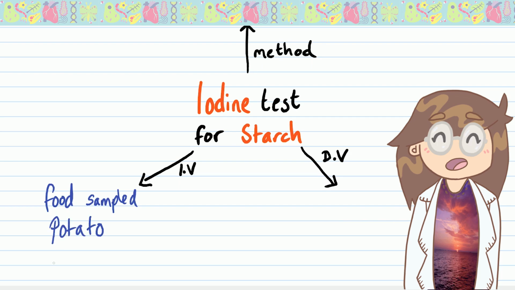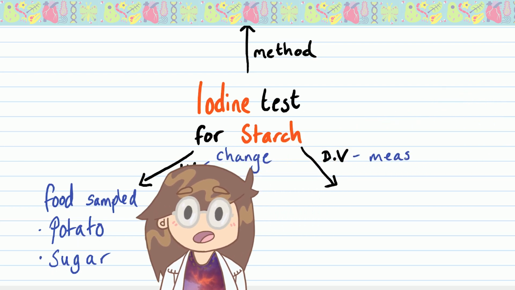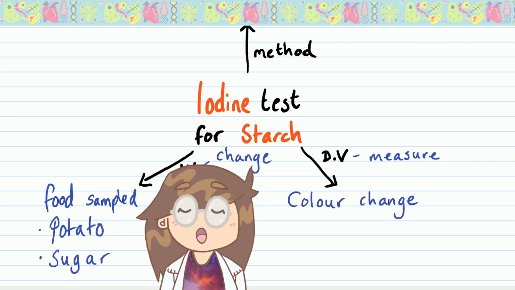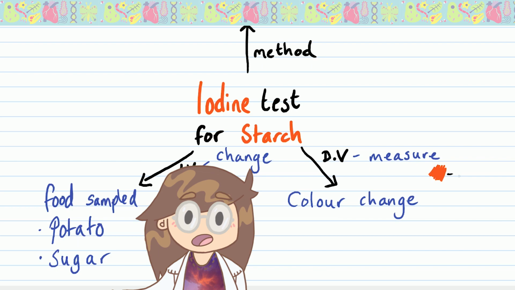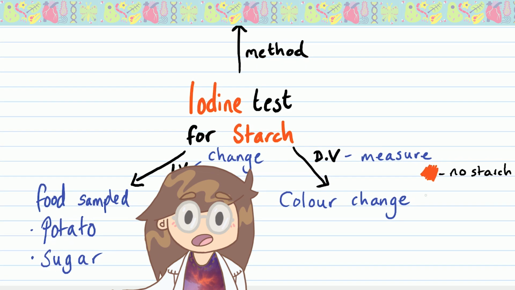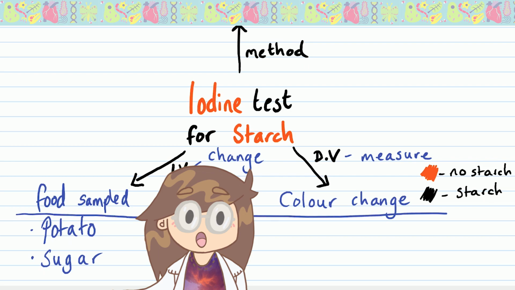If you set out your ideas like me, you'll find that you make yourself a little results table using the IV and the DV arrows, because your independent variable is the thing you change. So that's, in our case, the food sampled, or it could be those categories. Dependent variable is what we're measuring to see that change. So that would be a colour change, whether something is present or not.